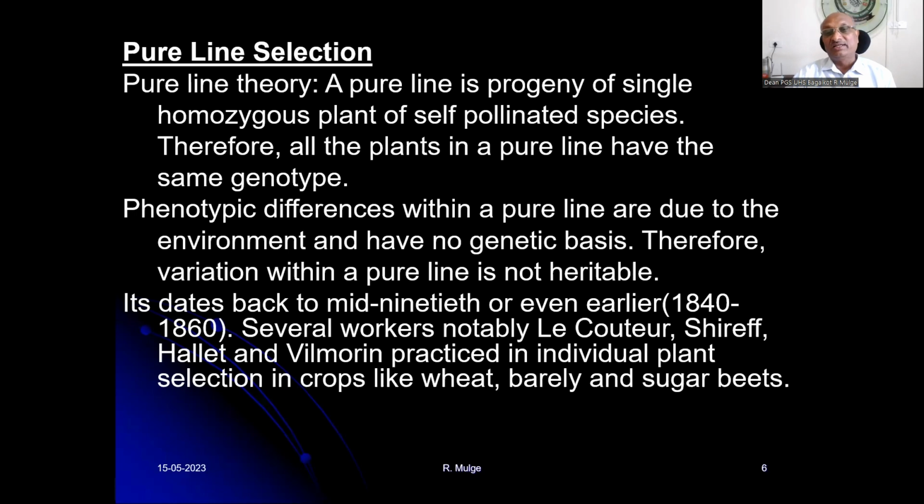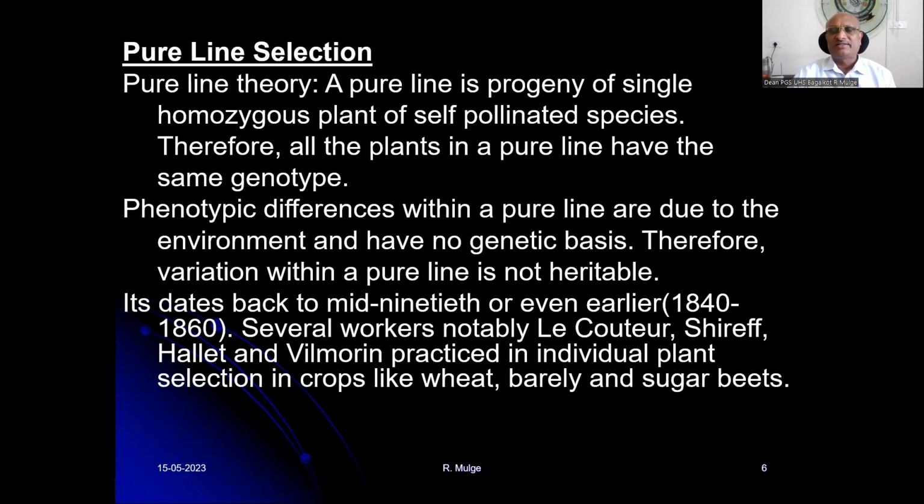Several workers, notably D. Coulter, Sheriff, Hallett, and Wilmore, practiced individual plant selection in crops like wheat, barley, and sugar beets. What we said, it's a separate plant breeding method? Individual plant selection is not a separate plant breeding method. You can generally say it's pure line selection.